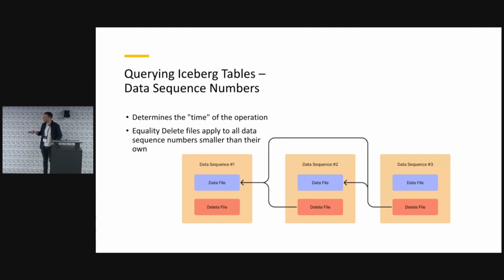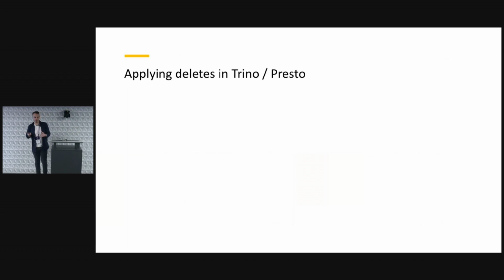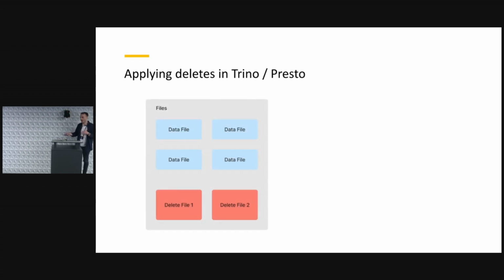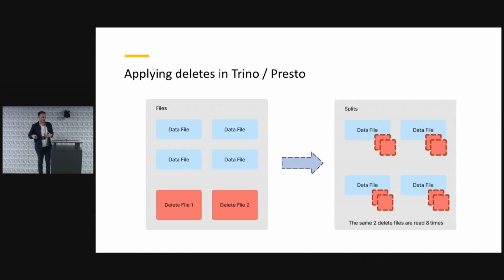OK, so we'll move on. Let's now look at one of the implementations that's happening today in Presto and Trino. They're quite similar because they were forked from the same base, and I think they maybe even cherry-picked the same commits to implement it for Iceberg. Take, for example, a very simple query plan that has 4 data files and 2 delete files, where all of the deletes apply to all the data files. The plan is divided up into splits, and splits are the unit of work that Trino and Presto use.